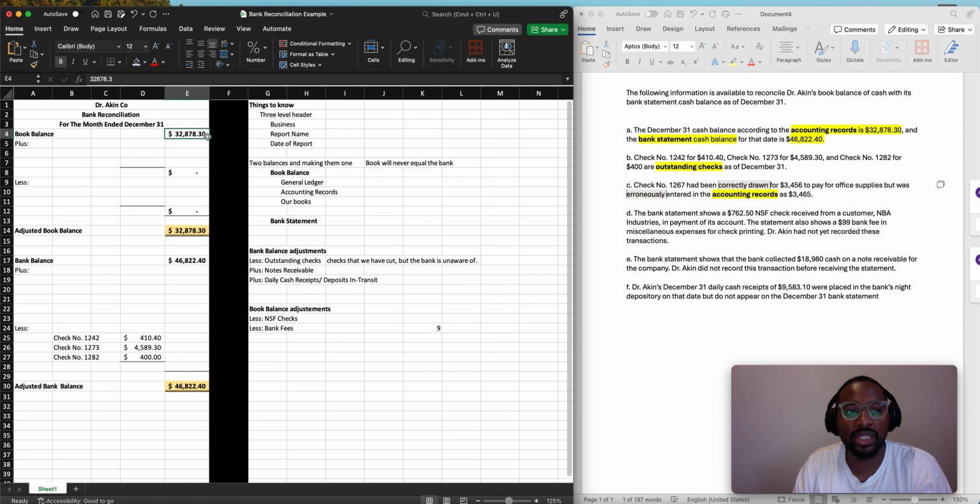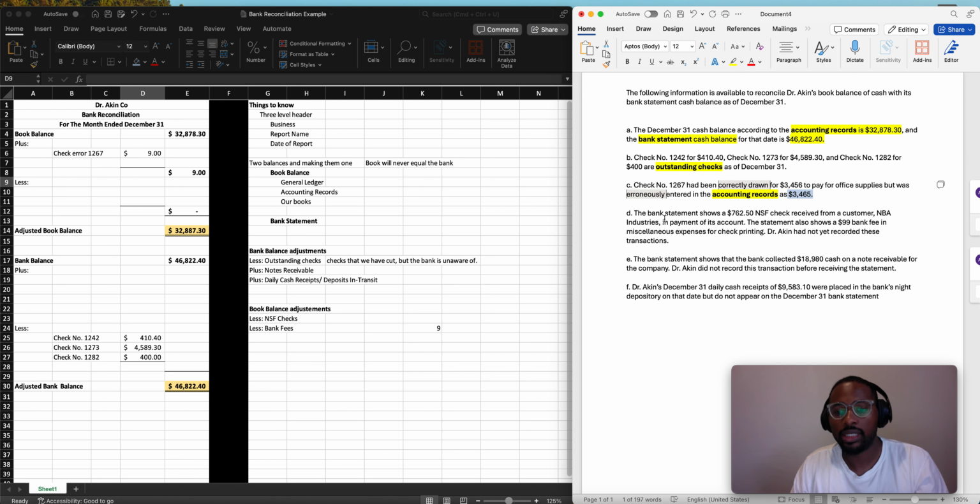So how do we make this $9 more than what it should be? Well, we're just going to put it in the plus section. So I'm going to come here and put check error 1267, right? And I'm going to just put the $9 in there. And then I move on, right? I move on from there. All right, cool. Let me just move on.